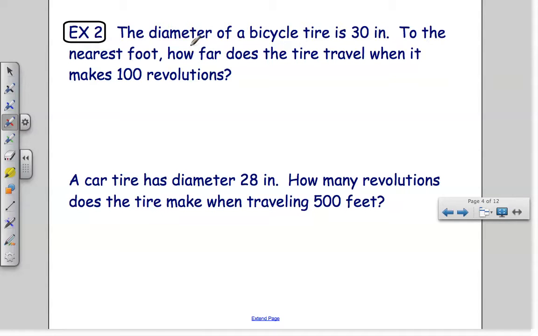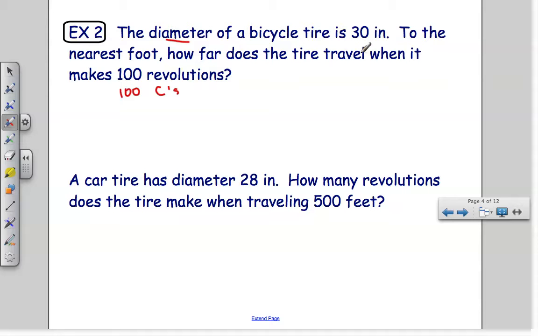The diameter, so the entire distance across a bicycle tire is 30 inches. To the nearest foot, inches, we're going to need feet eventually. How far does the tire travel when it makes 100 revolutions? Okay, wait, now a revolution is the same as a circumference, right? So this is 100 circumferences. So I need to know what's one circumference.